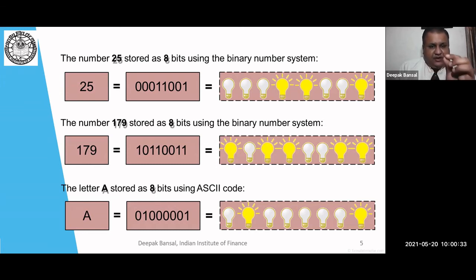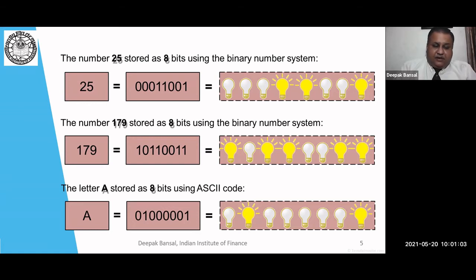But when you store it in an 8-bit computer, it will be preceded by 3 digits to make it an 8-bit number. Inside a computer, it is shown as off, off, off, on, on, off, off, on. This is how a string of bits will be stored inside a computer. Digital computers work on this principle. The computers that we are talking about, the laptops and desktops that we work on, all work on this principle.